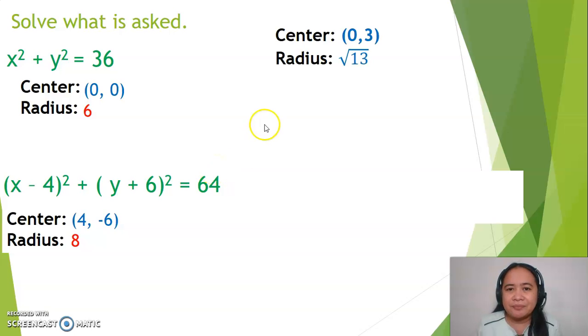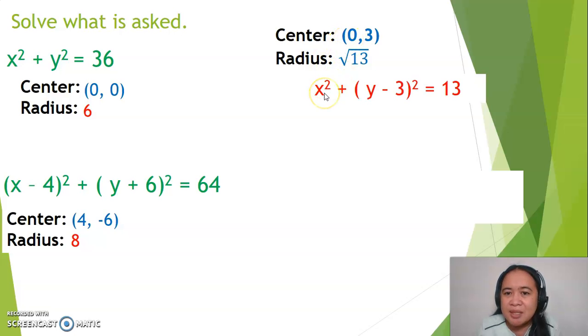Another example. Now this time it's reversed. The center and the radius are given. So we will rewrite this in standard form. So center 0, so that would be x². Take note that the k here is positive. So reversing it, that would be (y - k)² equals square root of 13. Squaring it, we will end up with 13.